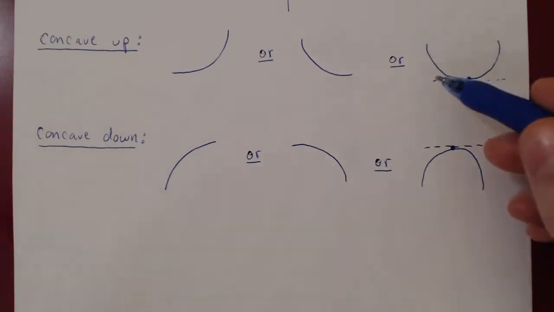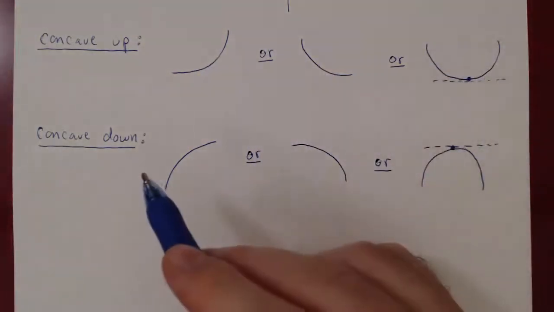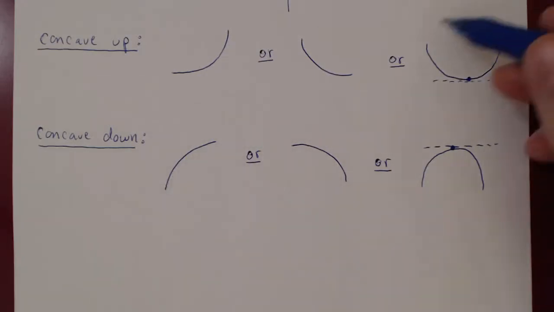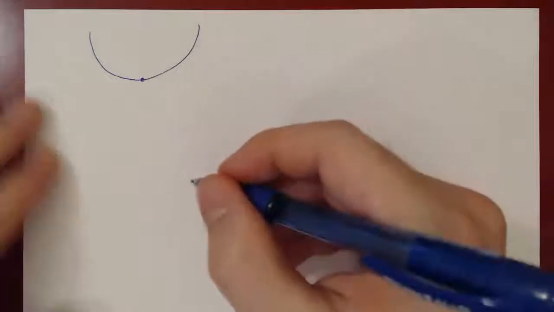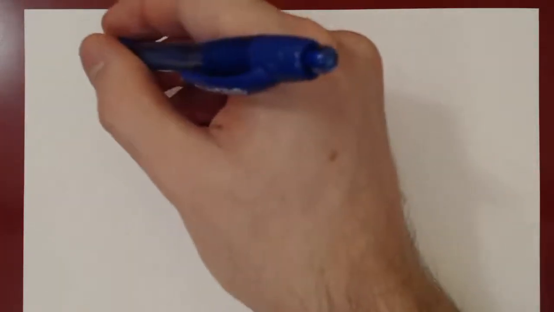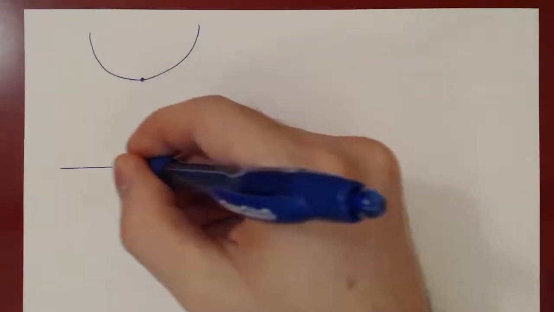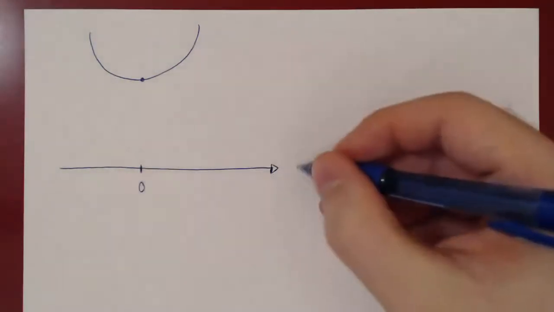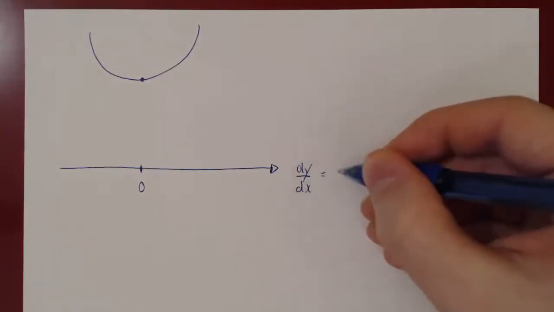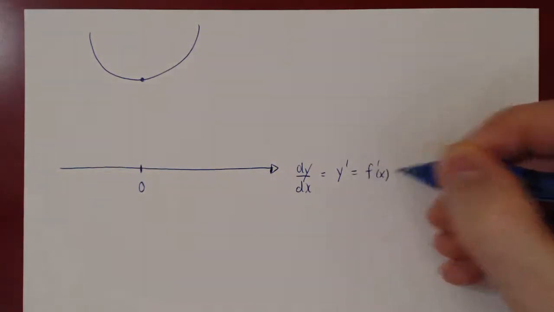The argument you'll see is the same whether you have this part or this part, and the same for concave down. We'll assume that we have this for concave up, this for concave down. So suppose we have a curve that's concave up, and it looks something like that. Let's look now at the progression of the derivative as we go from left to right. So we are going to, on this line, look at values of the derivative, our dy over dx, or if you prefer, y prime, or f prime of x.